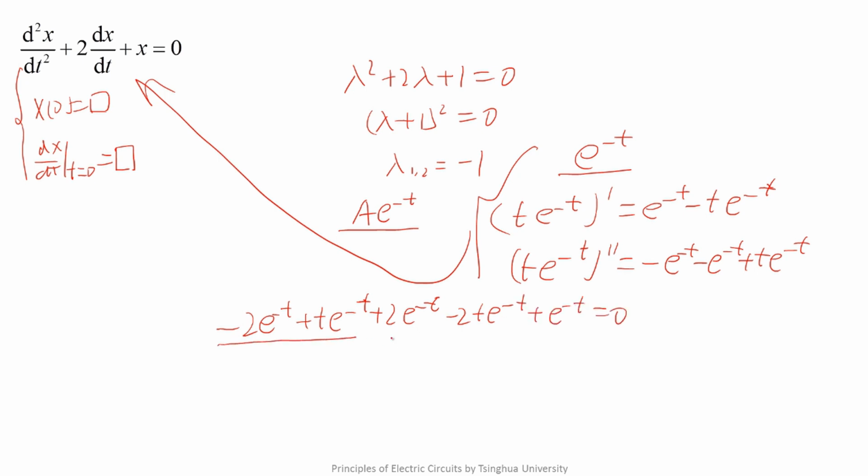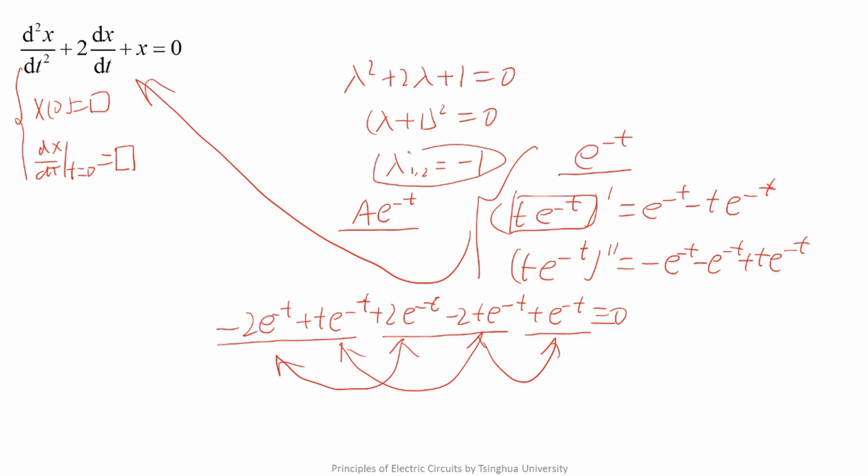This is the second derivation. This is the first derivation, and this is itself. Look, these two are eliminated. These three are eliminated. So it is equal to 0. So we prove that t times e to the power of minus t is also a general solution of the equation. Thus, for this case with repeated roots, the form of its general solution is that x equals a times e to the power of minus t plus b times t times e to the power of minus t.